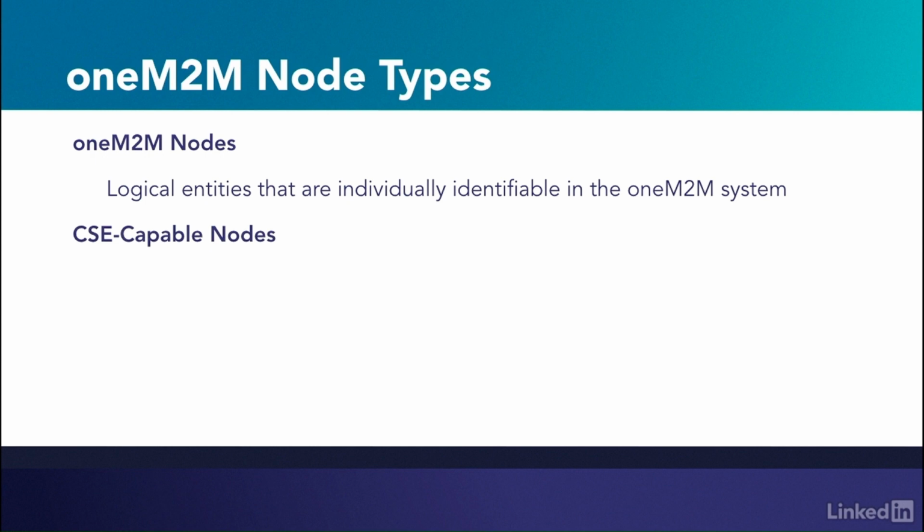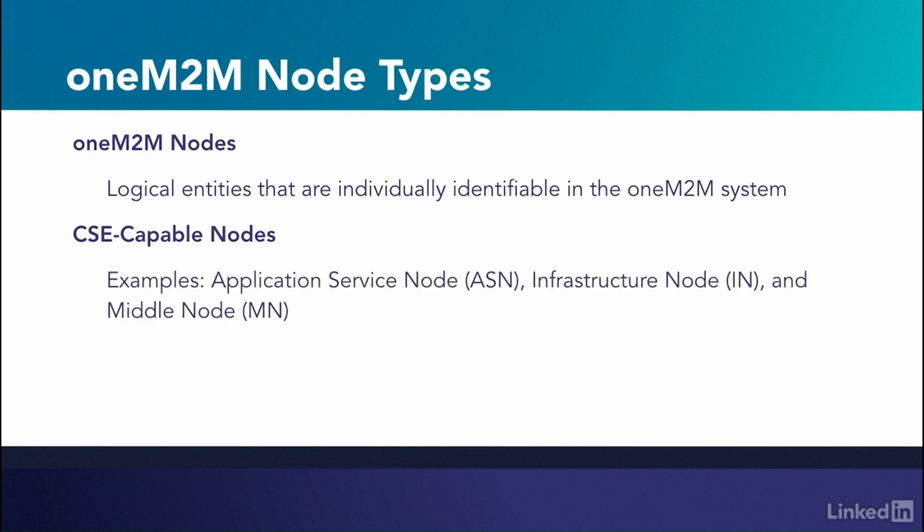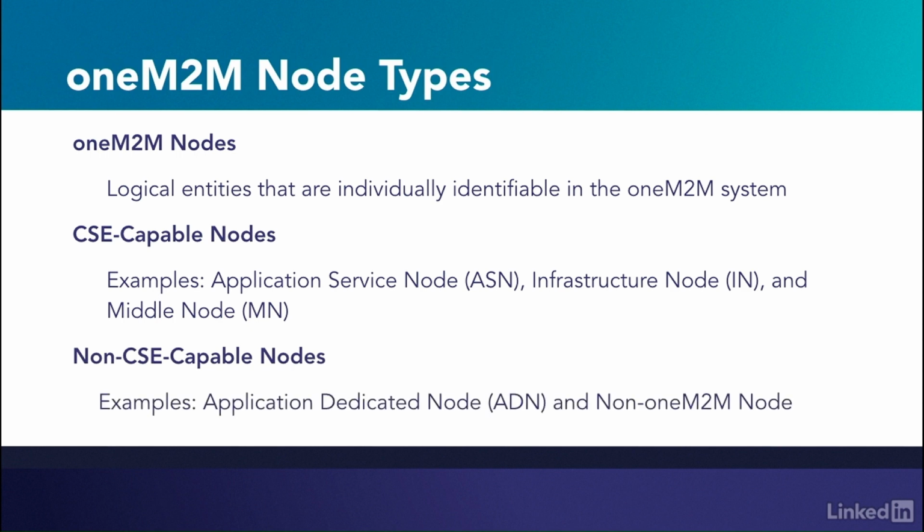A CSE-capable node is a logical entity containing at least one M2M CSE and 0 or more oneM2M AEs. The application service node, infrastructure node, and the middle node are examples of CSE-capable nodes. A non-CSE-capable node doesn't contain any oneM2M CSE or AEs. The application dedicated node and non-oneM2M node are examples of non-CSE-capable nodes.